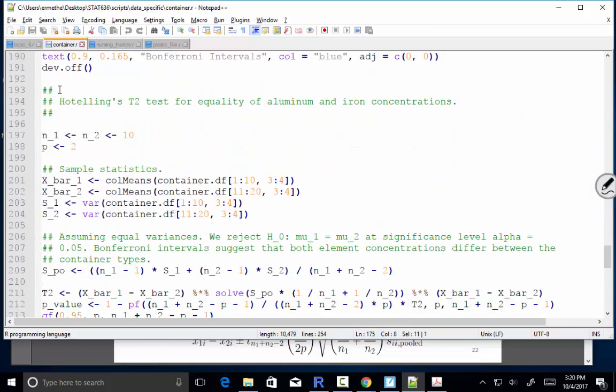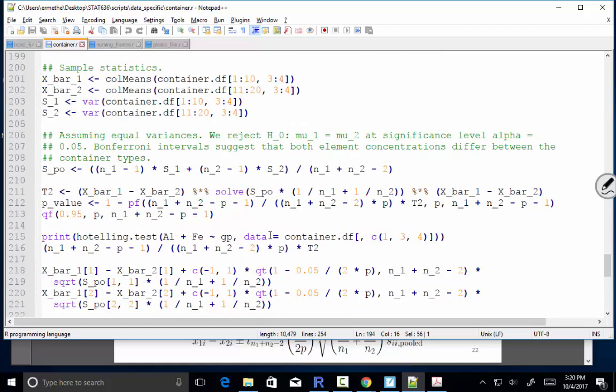And then what's new begins at line 193. This is the two-sample t-squared test. So in this case, we're going to ask container type 1 compared to container type 2. Let's test, is the mean vector the same? Is there a container type effect?